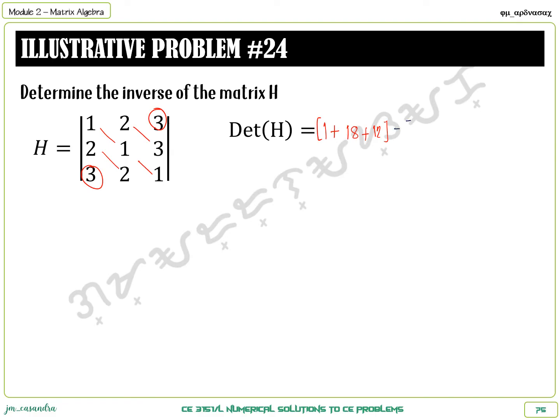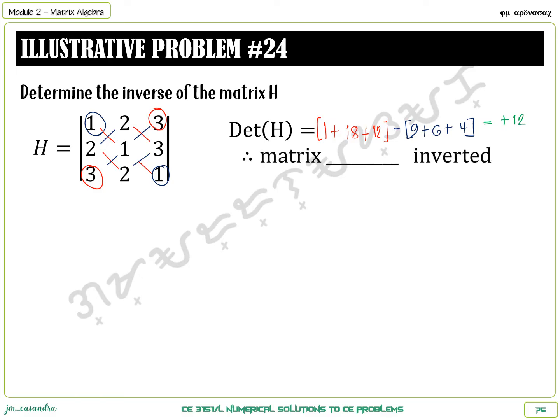So subtract now 3 times 1 times 3 plus 2 times 3 times 1 plus 1 times 2 times 2. So simplifying this now, our determinant for matrix H is positive 12. So it is not equal to 0, therefore matrix H is a matrix that can be inverted. So since it can be inverted, we can now solve for your adjoint. But before that, we have to identify first your cofactor.